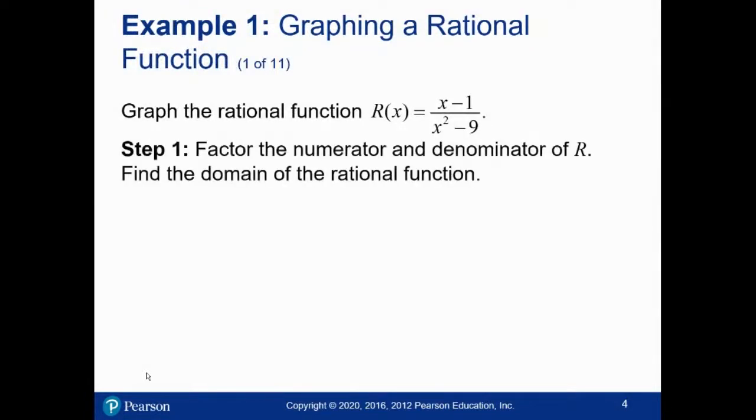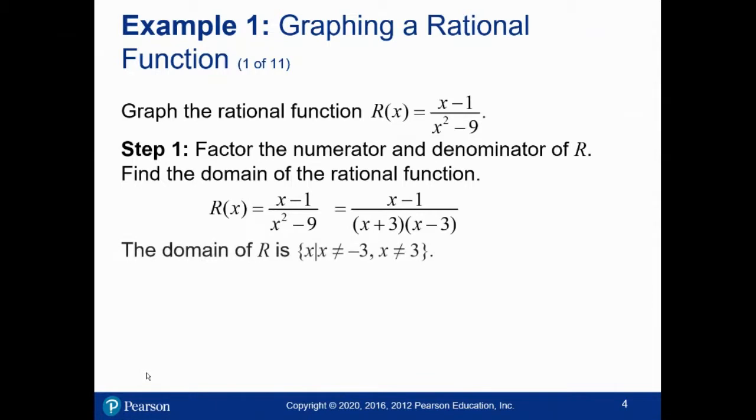The first step you want to do is factor everything. The goal of factoring the numerator and factoring the denominator is to make sure it's in lowest terms and to find the domain. So the numerator is already factored. It's just x minus 1. There's nothing to do. But the denominator factors as a difference of 2 squares. It's already in lowest terms. There's no factors to cancel off. So the domain is just everything except plus or minus 3, because those would have made the denominator 0.